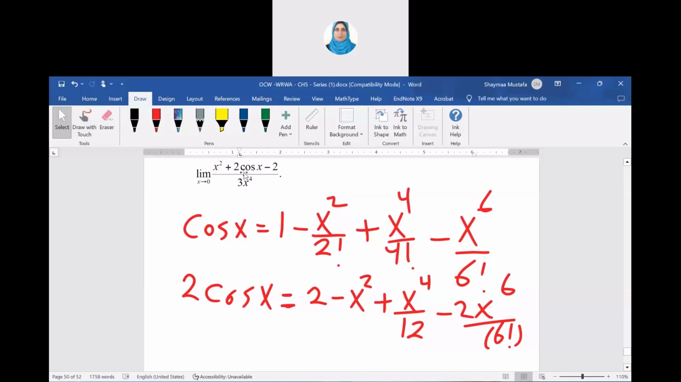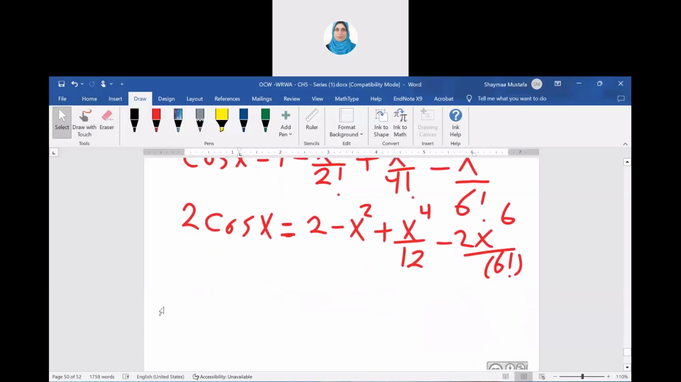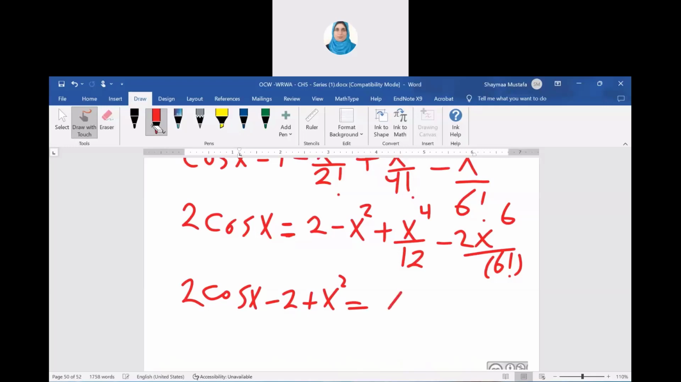Now again we have x squared plus 2 cos x minus 2. So I need to move the first two terms here. So you have 2 cos x minus 2 plus x squared equal to x to the power 4 over 12 minus 2x to the power 6 over 6 factorial.